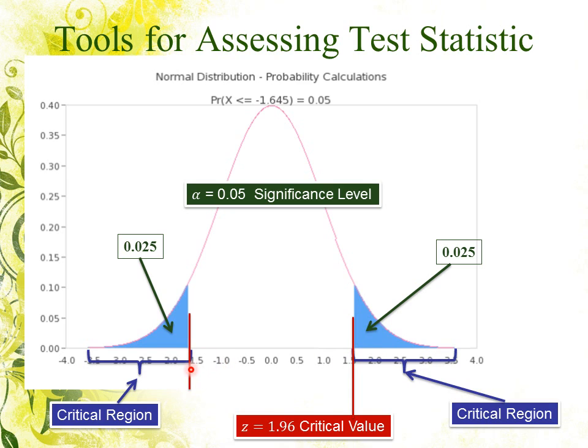Now, of course, in this case where we have two tails, our critical value is specifically the positive version, but we would also have a negative version that would separate the bottom critical region from these upper, more normal values or more expected values. But for calculation purposes, we're only considering the positive version of this critical value.